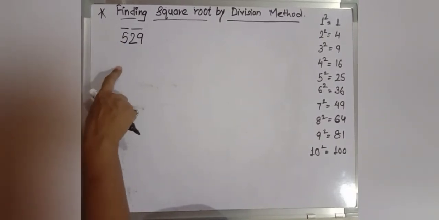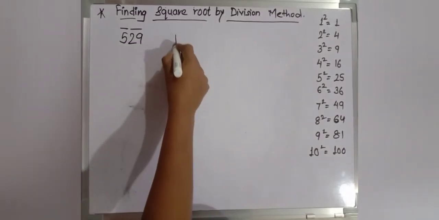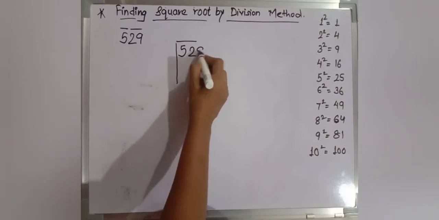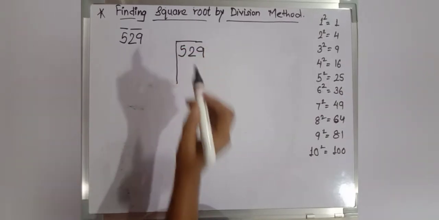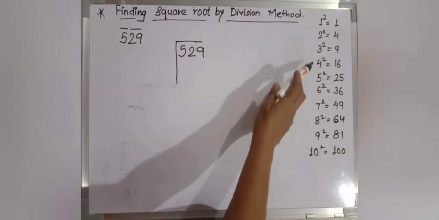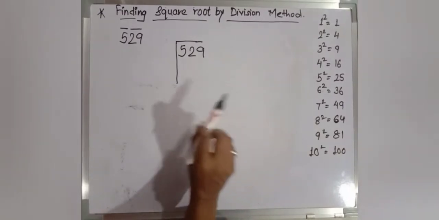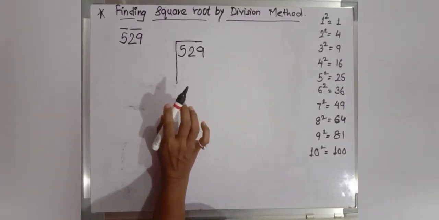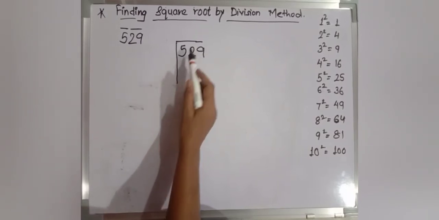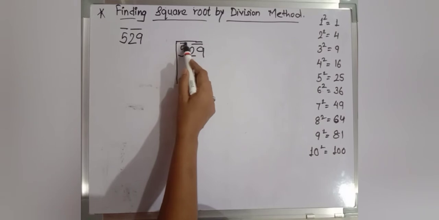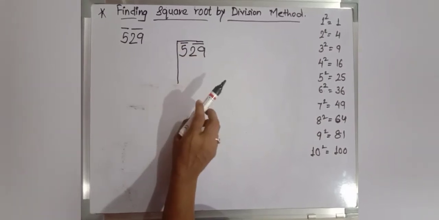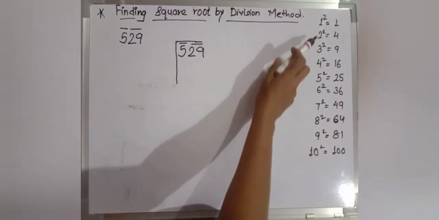Now we will start with the division method. The simple thing is, how we do division, the same thing we have to do with these numbers to find out the square root. Now we will take the help of all these square numbers, whatever is written over here. In division, we used to find the number which is equal to the first digit number. Here we have to find the number whose square is less than or equal to 5. For that we will go through these numbers.